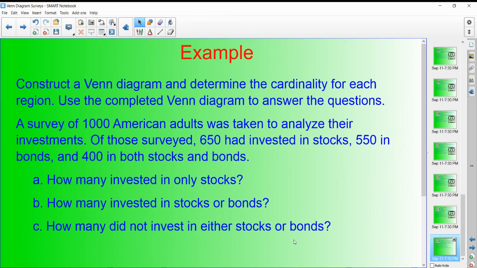So I recommend you try this problem. You create the Venn diagram. You find the cardinality of the intersection and the union, and you set it up and you organize. And with this practice, you're going to understand how we use Venn diagrams to count the cardinalities of sets.